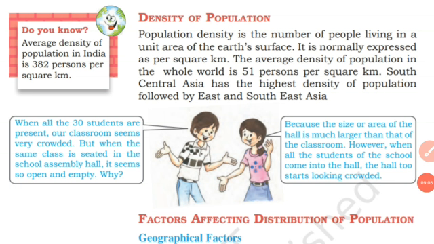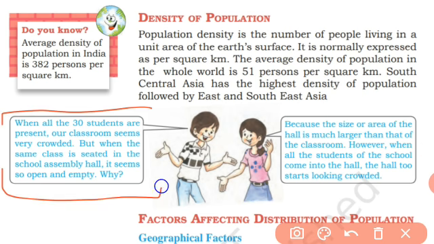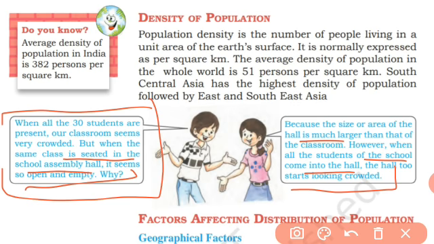Students, here is a simple example of density. When all the 30 students are present, our classroom seems very crowded. In your classroom, if we have 30 or 40 students and all are present, the classroom seems very crowded. But when the same class is seated in the school assembly hall, it seems so open and empty, because the size or area of the hall is much larger than that of the classroom. When all the students of the school come into the hall, it too starts looking crowded.